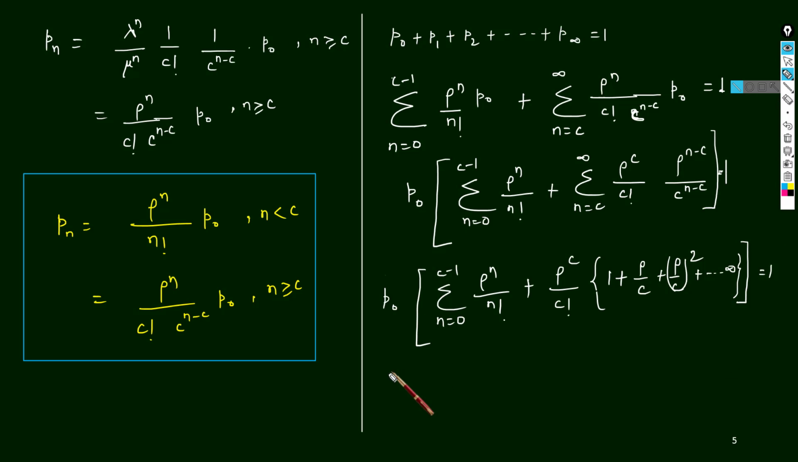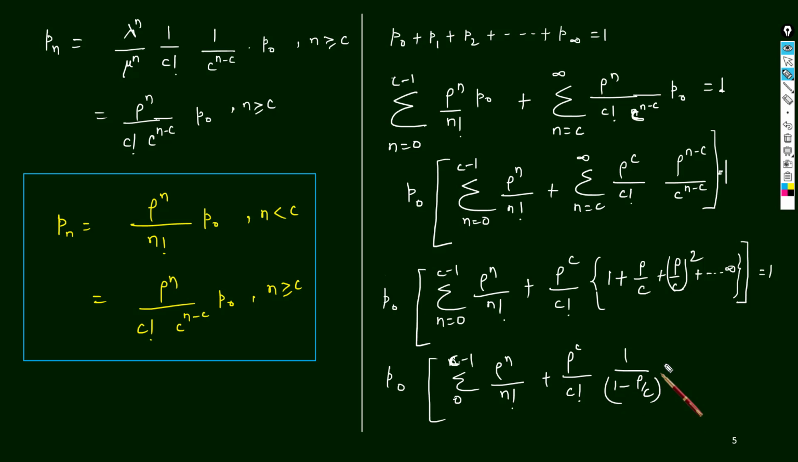So right here, p naught, this is sigma 0 to c minus 1 rho to the power n divided by n factorial plus rho to the power c on c factorial, and what is 1 by 1 minus r, that is 1 by 1 minus rho by c, is equal to 1. So now P naught will be 1 by this expression.